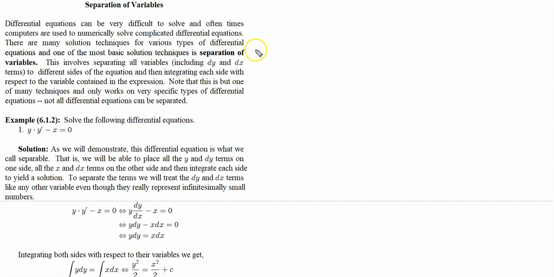So what you want to do with separation of variables is, if you have a function y and an independent variable x, you want to try to take the differential equation and separate it so all of the y's and dy appear on one side of your differential equation, and then your independent variable, all of the x's and the dx, appears on the other side. And then what you can do is integrate each side with respect to y and x, and then that'll give you a solution to your differential equation. So let's take a look at this example and you'll see how this technique works.